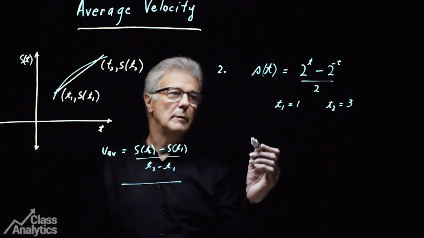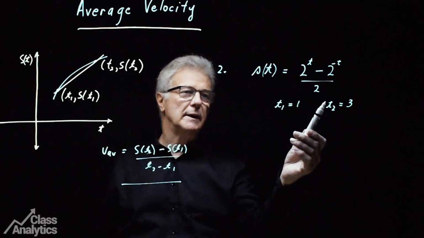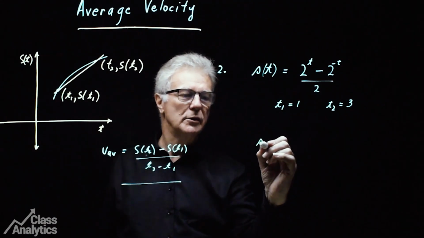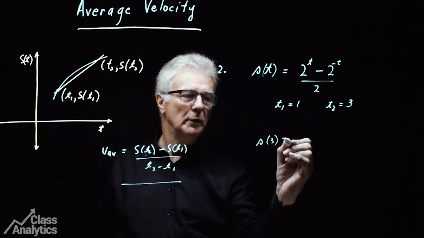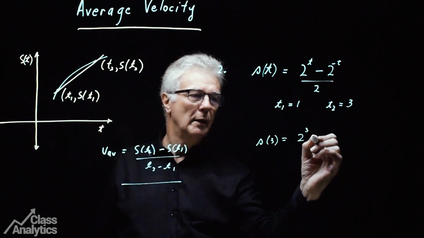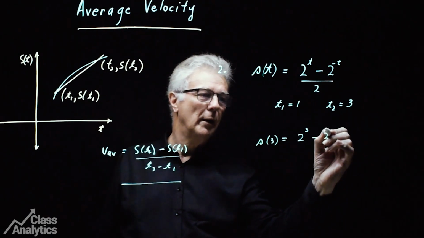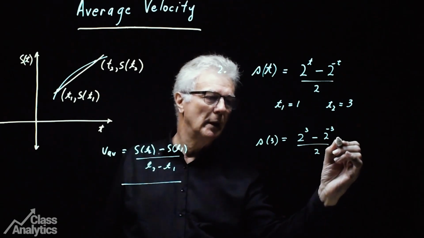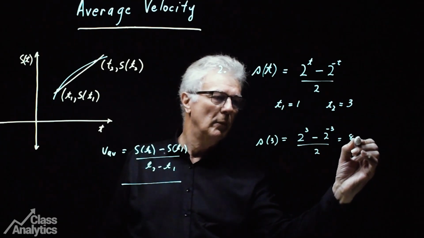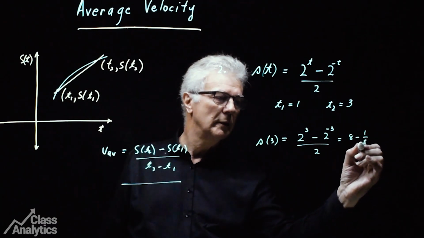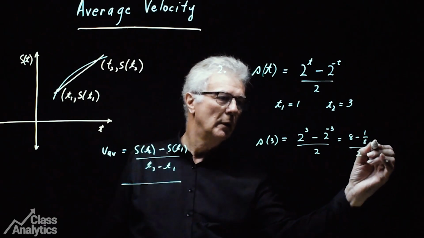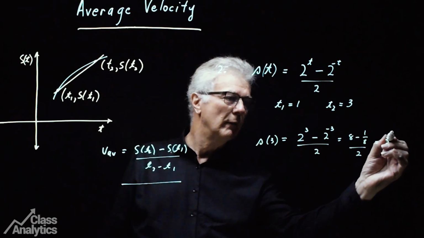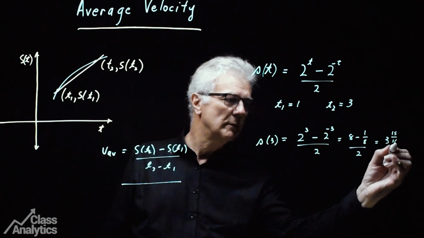The next example is a little bit more involved. But we do exactly the same thing. We're going to substitute in 3 for t here. We get that S(3) is equal to 2 to the power 3 minus 2 to the power minus 3, all over 2. And that becomes 8 minus 1/8 over 2. And that gives me, on the calculator, 3 and 15/16.